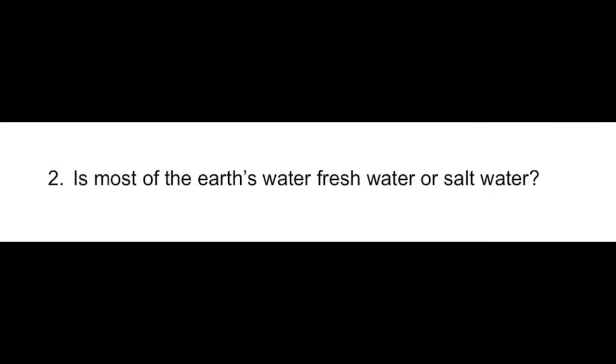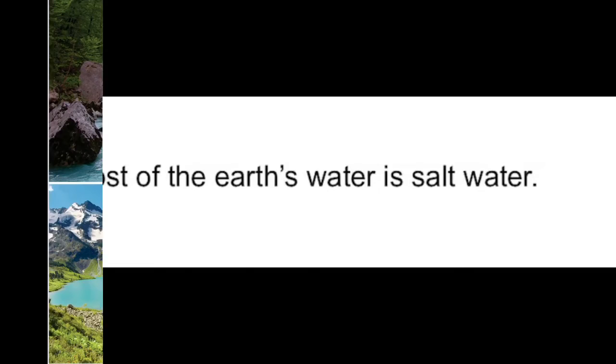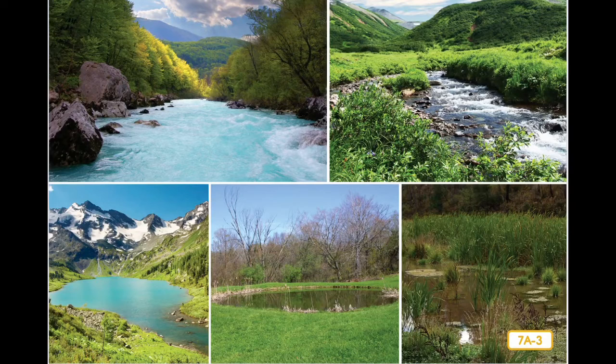It is comprehension question time again, scholars. Number 2, is most of the Earth's water fresh water or salt water? Most of the Earth's water is salt water. Fresh water is found in streams, rivers, lakes, and ponds. The water in these streams, rivers, lakes, and ponds comes from rain and from melting ice and snow. Isn't it amazing to think that the water from your drinking fountain at school or from faucets in your house all come from rain?